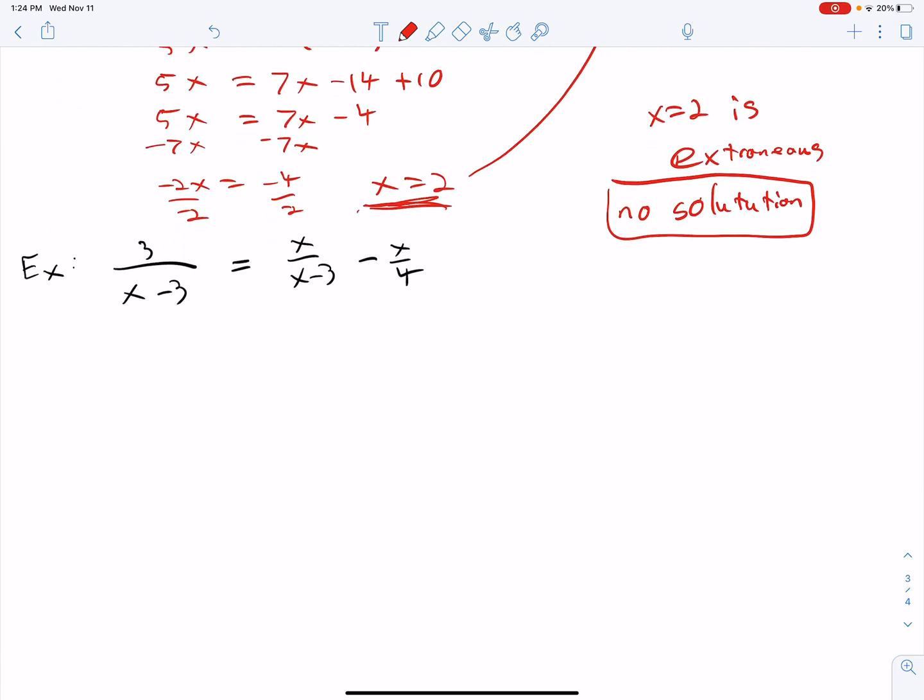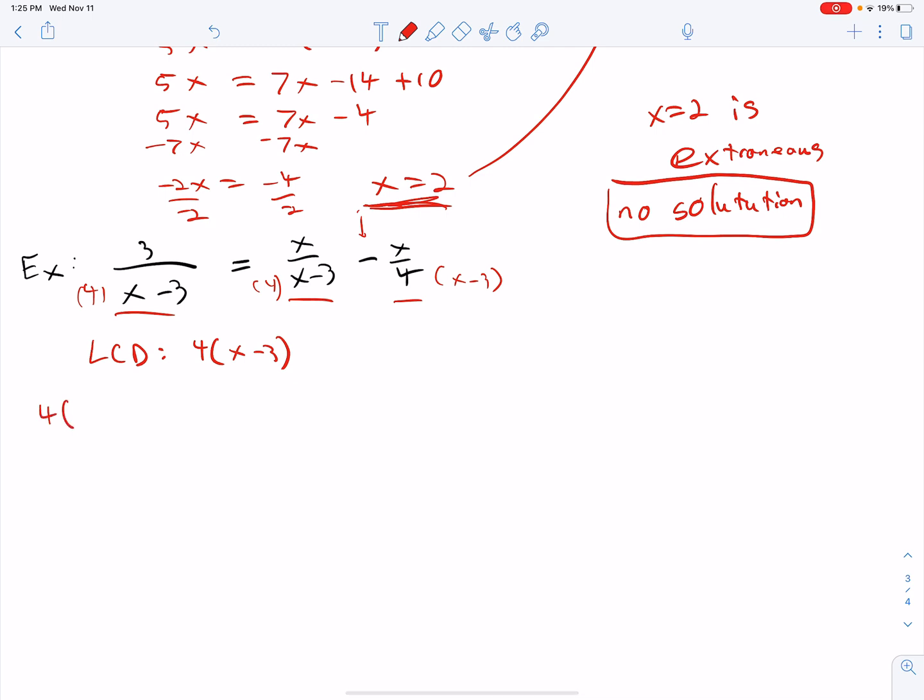Okay, one last problem. So we have 3 over x minus 3 equals x over x minus 3 minus x over 4. So we have subtraction here. What is our common denominator? Our least common denominator. We have an x minus 3 and an x minus 3 and a 4. So my least common denominator, because what is this missing? This is missing a 4, this is missing a 4, and this is missing an x minus 3. So our least common denominator is going to be 4 times x minus 3. So we're going to multiply both sides by that least common denominator.